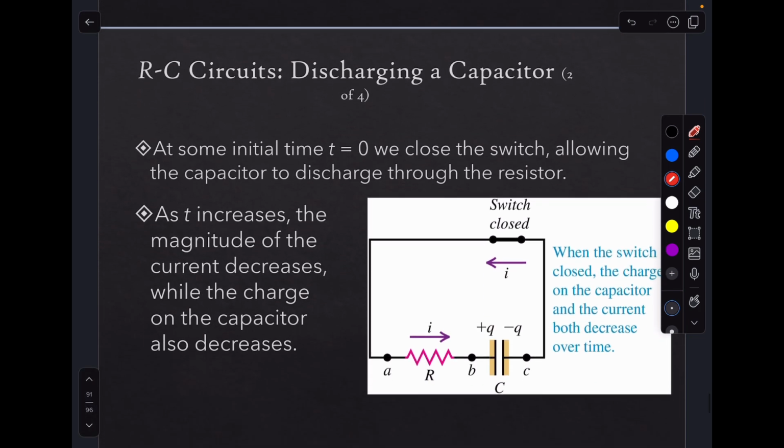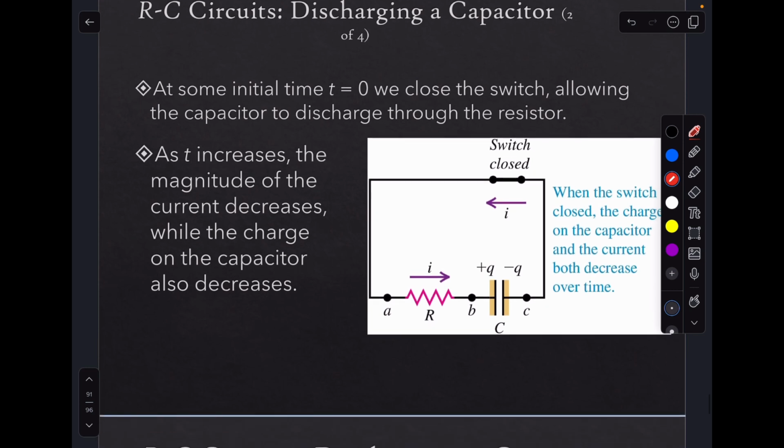So we close the switch and current begins to flow. And as t increases, as the time increases, the magnitude of this current decreases as well, and so does the charge on the capacitor.